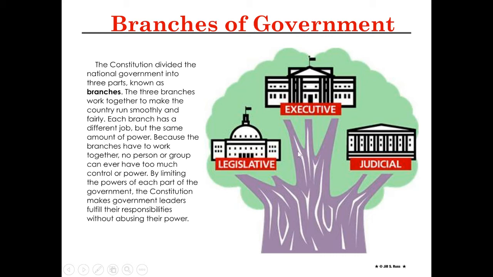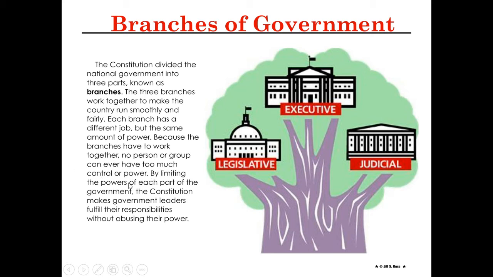So each of these branches, the legislative, executive, and judicial, have a different job in the government, but they're equal as far as their power. We'll dive into that more. Because the branches have to work together, no person or group can ever have too much control or power. They have to work together.